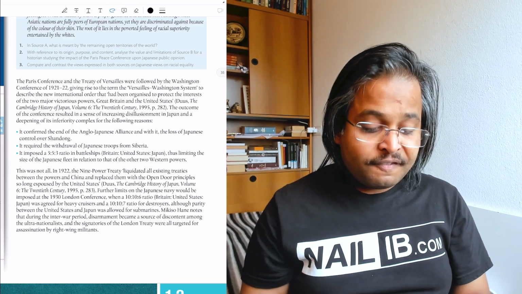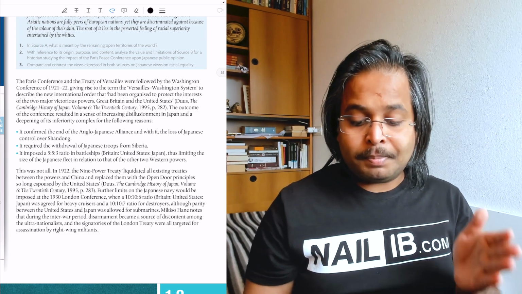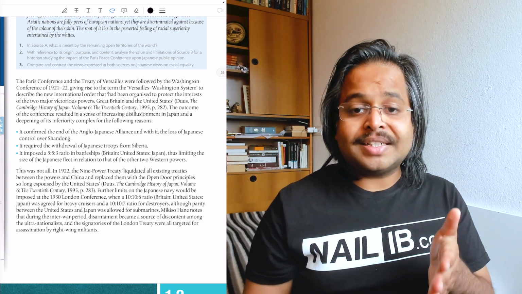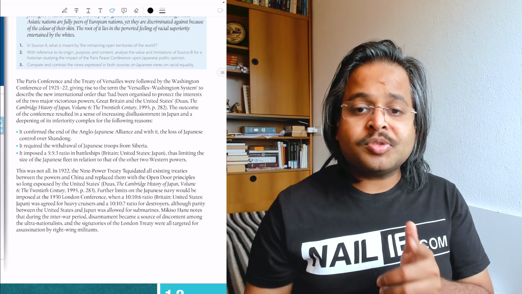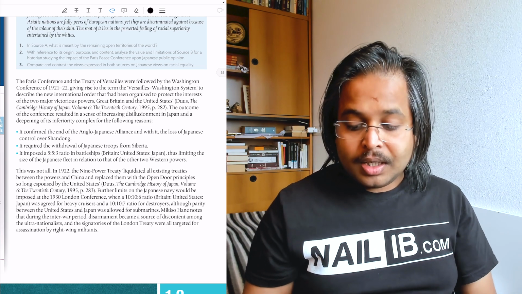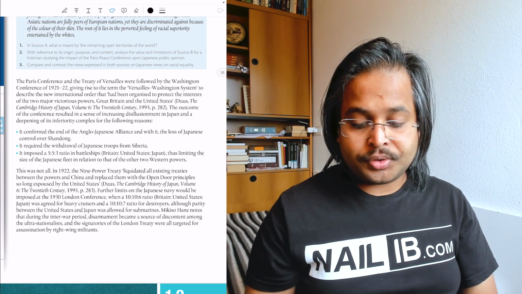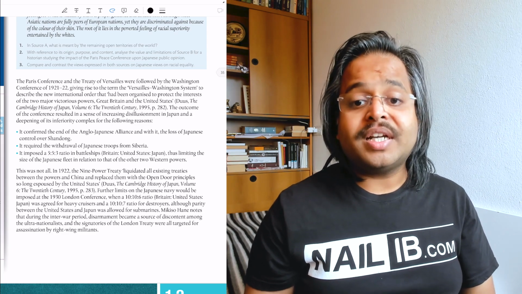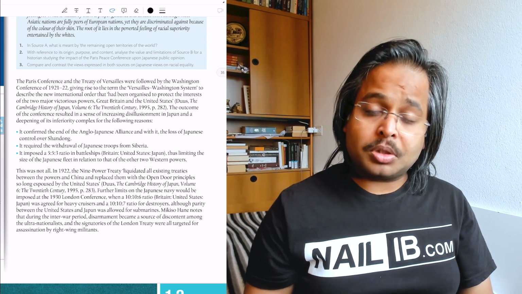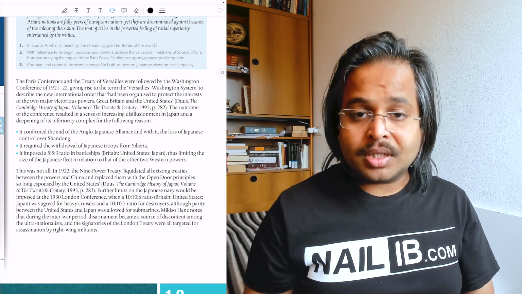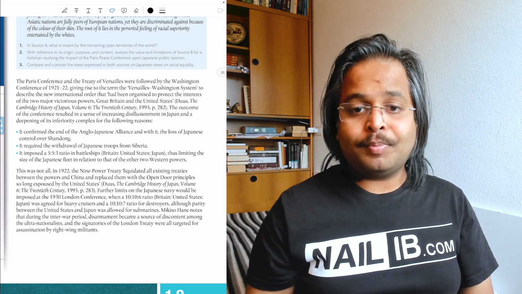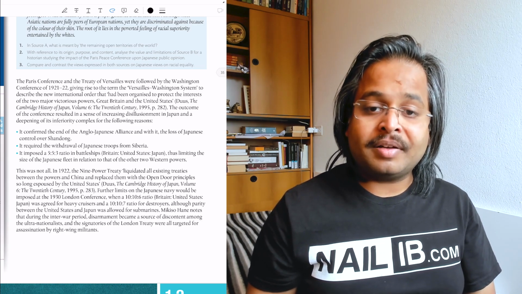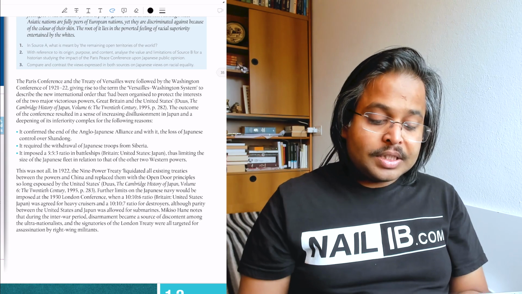And it imposed a 5-5-3 ratio in battleships between Britain, the United States and Japan. So if Britain has 5 battleships and the US has 5 battleships, Japan is only allowed to have 3, thus limiting the size of the Japanese fleet in relation to that of the other two Western powers. So this was a great slap in the face of Japanese modernization and expansion, that even their expansion could not happen on their own terms and conditions. Even that had to be done with American and British acceptance. This was not all.